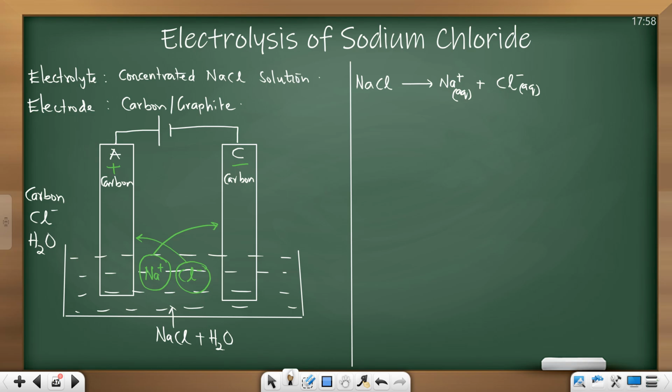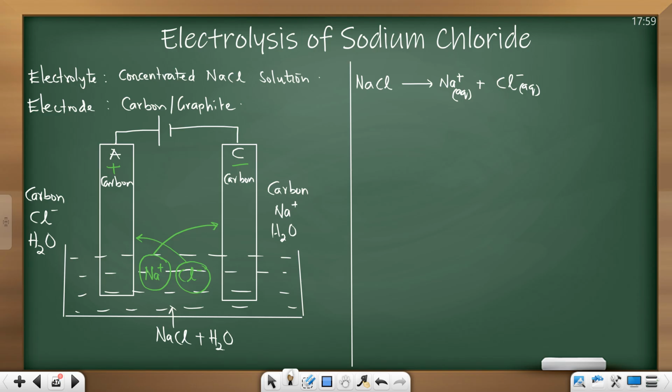Let's go to the right hand side. What are we going to have? We are going to have our carbon. And then we have what? Na plus. And we're going to have what? Water present. So we are done already with migration. What happens next? Oxidation and reduction.